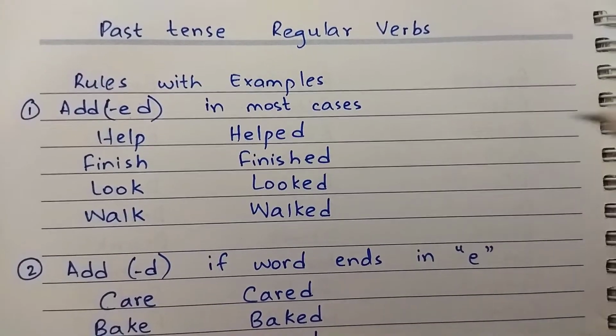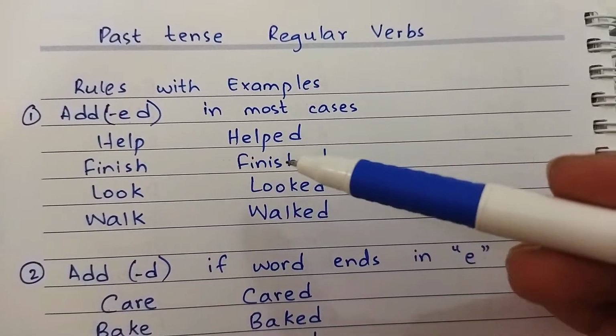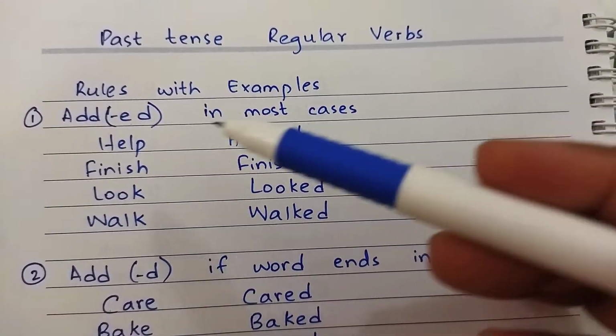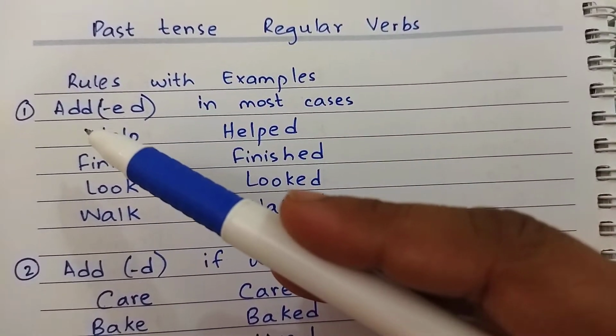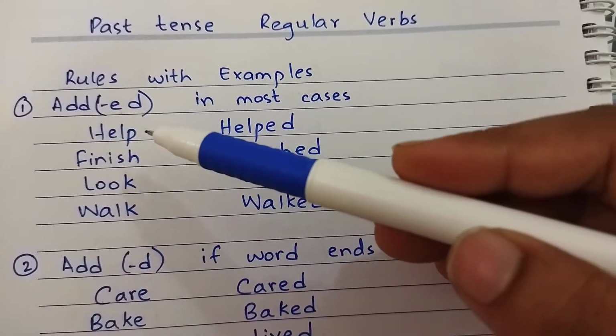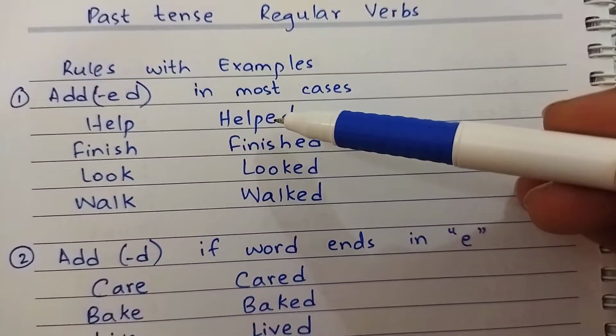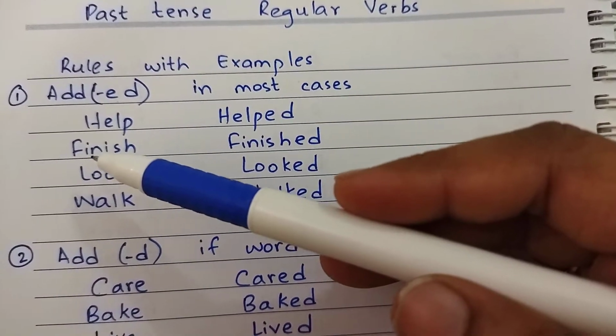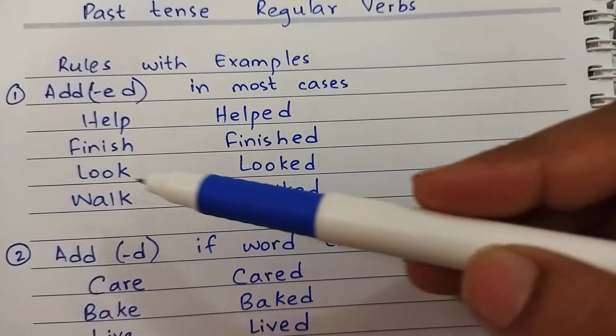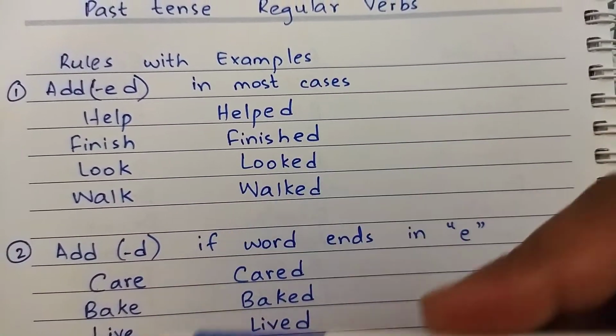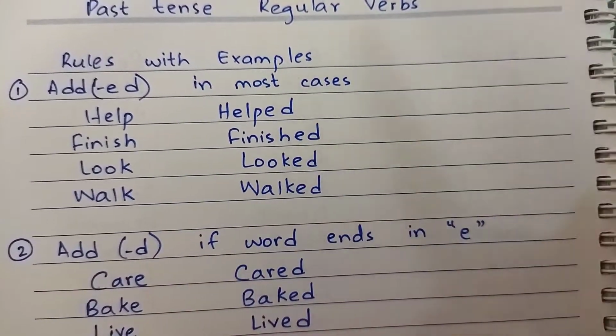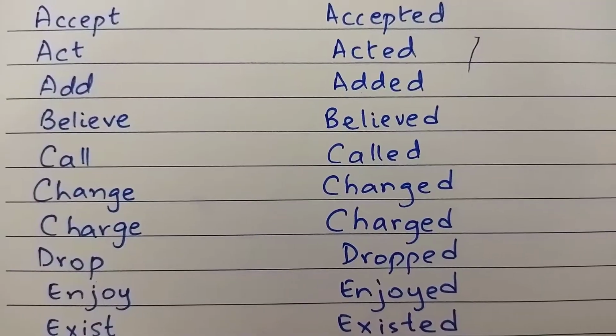In most of the cases, what happens, we just need to add ed at the end of the main verb, right? So we just add ed in most cases. For example, help, helped, helped. Finish, finished, finished. Look, looked, looked. Walk, walked, walked.